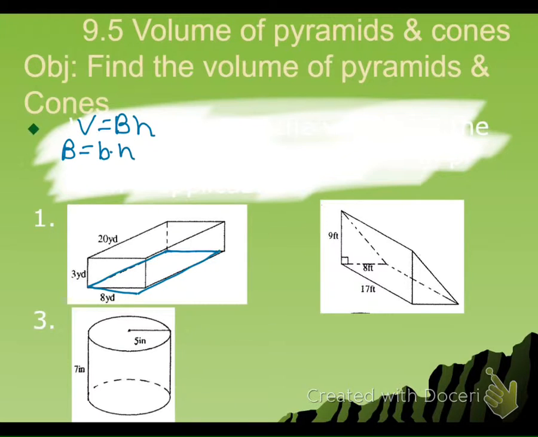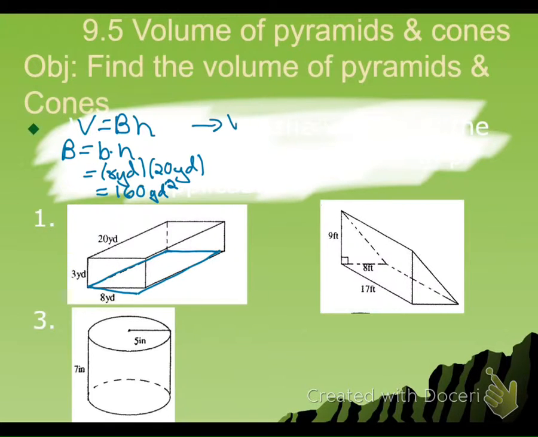Base times height? Yes. Okay, so we have a base of 8 and a height of 20. Be careful, it's what it sits on. So 8 yards times 20 yards, which gives me 160. So what's 2 times 8? 16. Add a 0 to the end. 160 yards squared.